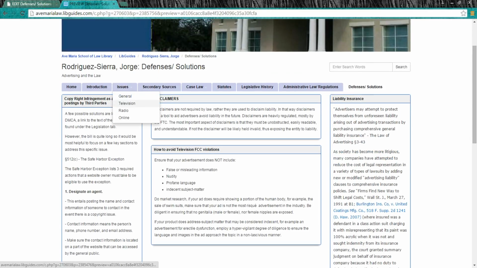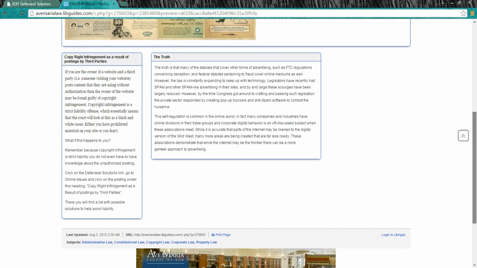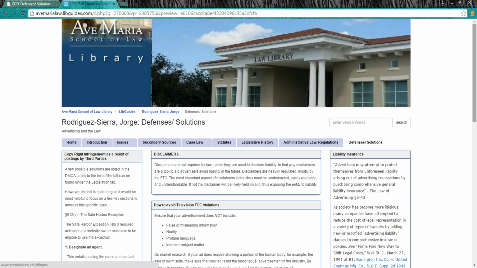So with the DMCA, I asked that one under the online section of the LibGuide. I said, you're the owner of a website, and a third party posts content to your website without authorization, and then the owner of the website could be found guilty of copyright infringement. But under the Digital Millennium Copyright Act, what happens if you have a website where people post stuff in the discussion forums? How can you protect yourself without having to be glued to your computer monitoring your discussion forum 24 hours a day, 7 days a week? Well, again, that's mentioned under the defenses and solutions tab.